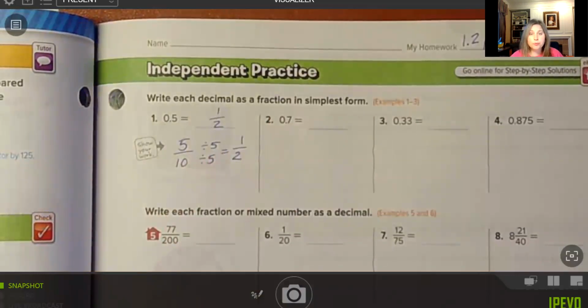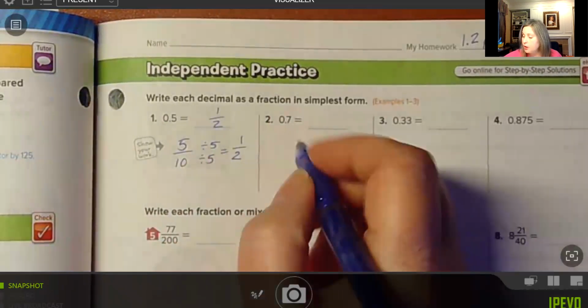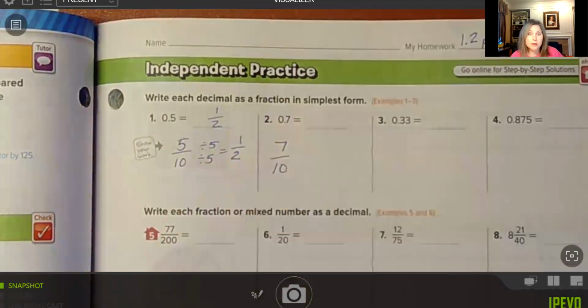When we look at number 2, we have 0.7. When we read that using the correct place value, we read it as 7/10. So to write that as a fraction, we write it as 7/10. And this cannot be simplified. The GCF of 7 and 10 is 1. So it's already in simplest form.